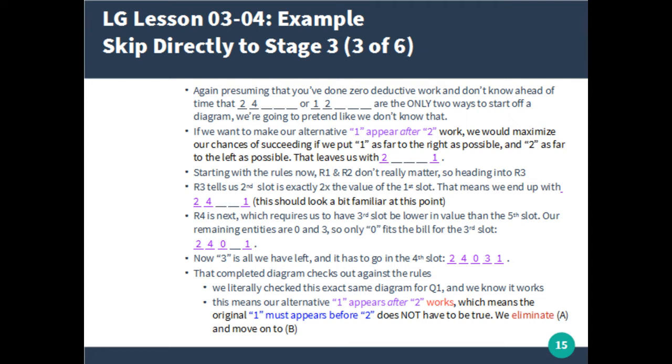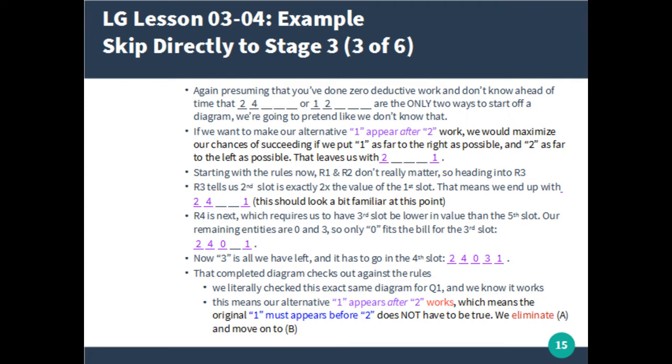Now, moving on to Rule 4, since we're done with Rule 3, that requires us to have the third slot be lower in value than the fifth slot. So again, the number that we put in the third spot is just smaller than the number that we have in the fifth spot. The only remaining numbers that we have at this point are 0 and 3, so only 0 can really go into the third spot, again because the only number that we can use that's smaller than 1 is 0. So we end up with 2, 4, 0, blank, 1. Now 3 is the only number that we have left, and it has to go into the fourth slot because that's the only place that we could possibly put it at this point.